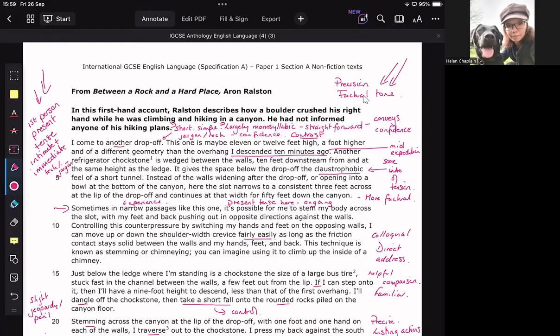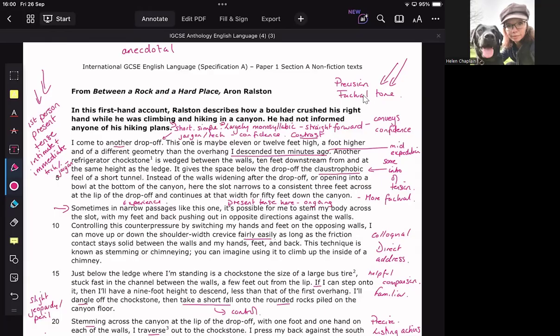Start of line 8, he's conveying his experience. He says "sometimes in narrow passages," so he's using allusion, a reference to his previous experience. And he's using an anecdote, a personal short story or personal reference, just to show his experience and his confidence.